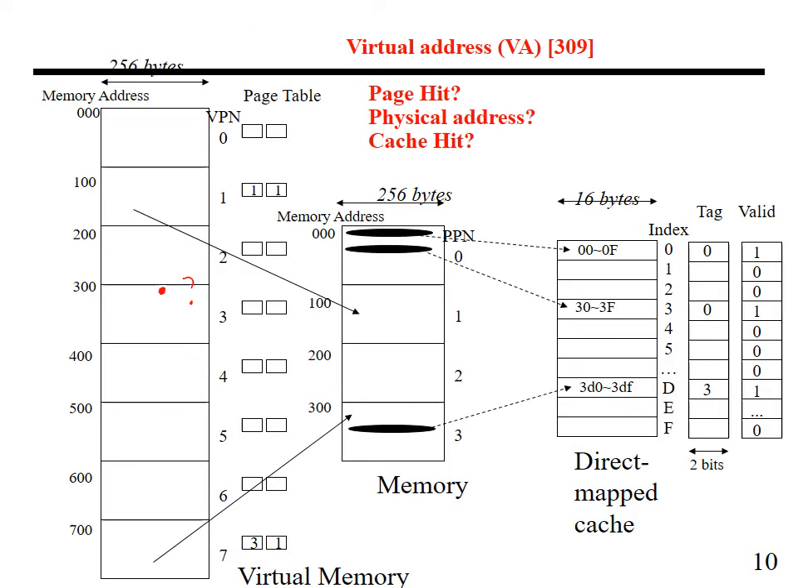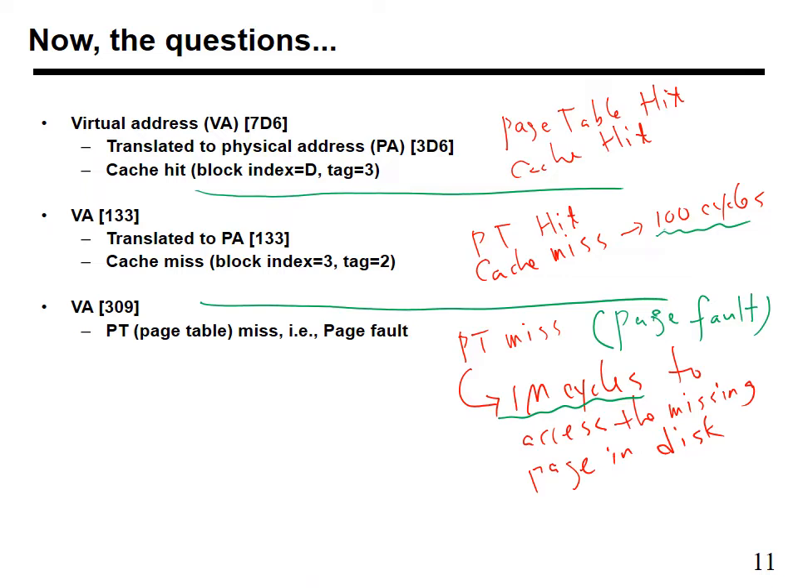Last example, 309. I indicate 309 in the virtual memory space. Unfortunately, it is not mapped into the physical memory. So definitely this is a page miss. In order to emphasize that, this is called a page fault.